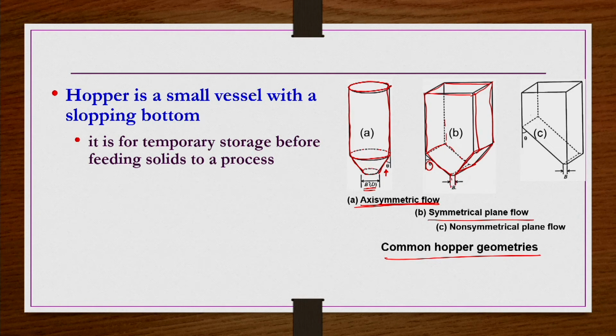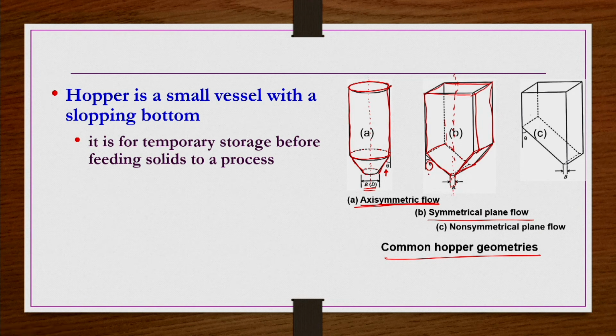Here also the opening is at the center. The central axis of the opening is the same as that of the container, and the same is true here too, so that you can have a symmetric flow. This is known as symmetric plane flow, because the container is not cylindrical. Where the container is cylindrical, we call it axisymmetric flow, right.